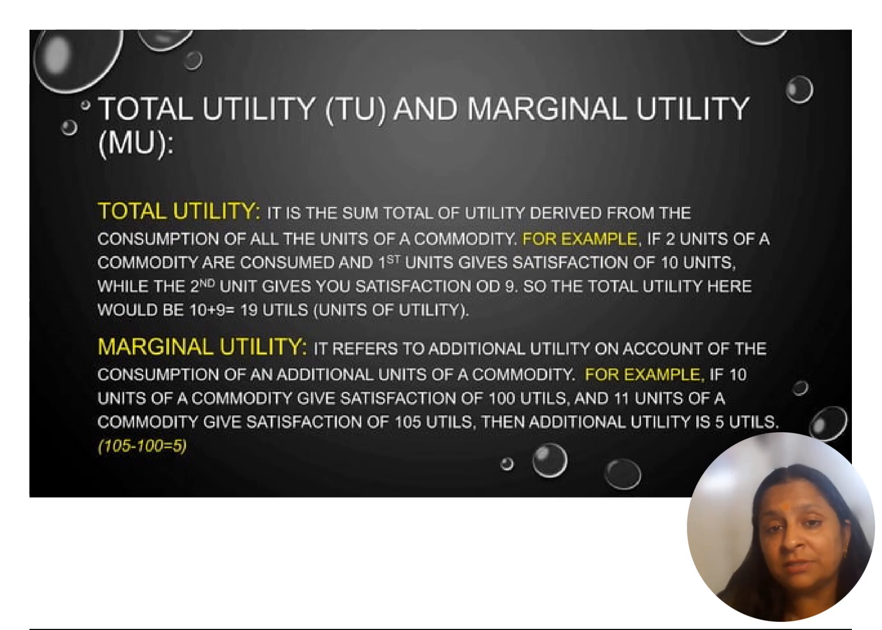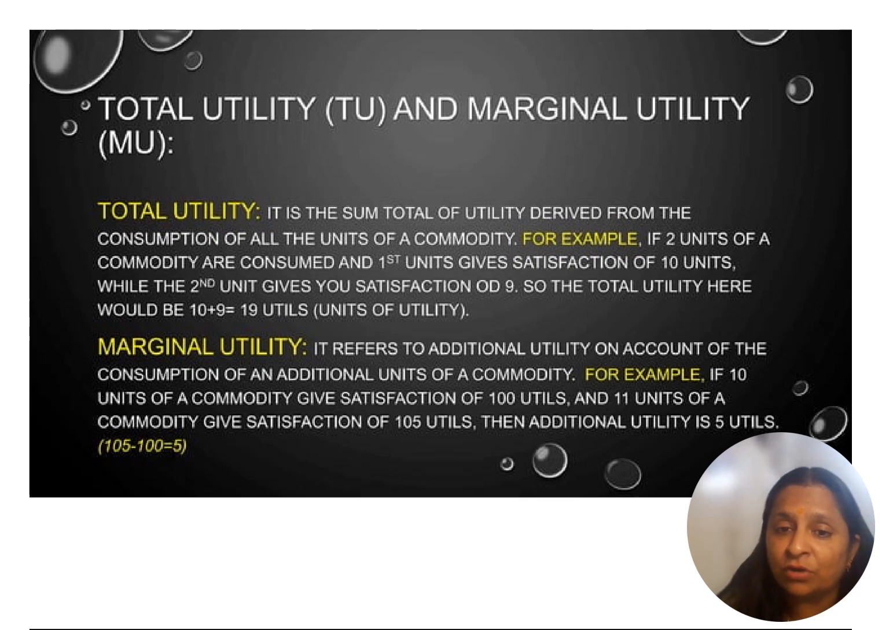So how can we judge? Always we calculate three things: total utility, marginal utility, and average utility. Total utility means how many units I use at the same time and what satisfaction I get. For example, if I use the first apple, I give 100, and the second apple I give 80. So my total utility is 100 plus 80, that is 180 utils, and its unit is called utils.